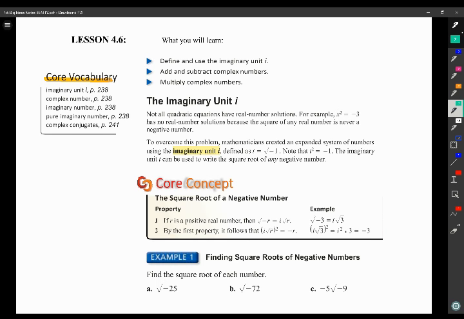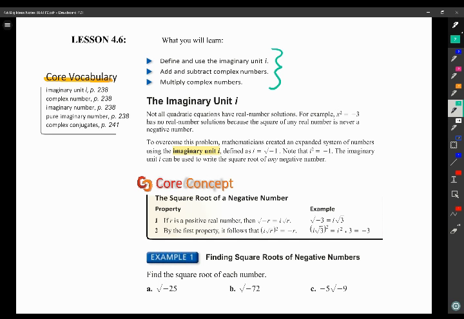So in this unit, you're going to learn what the imaginary unit i is. You're going to learn how to add and subtract complex numbers, and you're going to learn how to multiply complex numbers, as well as simplify radicals when you have an i involved.